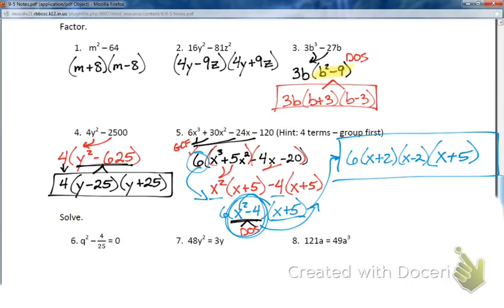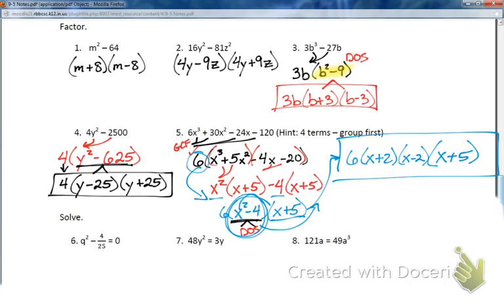Number 6 here. Again, checking to see if these are perfect squares. Some of you might be confused here, but yes, obviously 1q squared is a perfect square. And is 4 over 25 a perfect square? Sure it is. Fractions are perfect squares as long as both the numerator and the denominator are perfect squares. So this is a difference of squares.